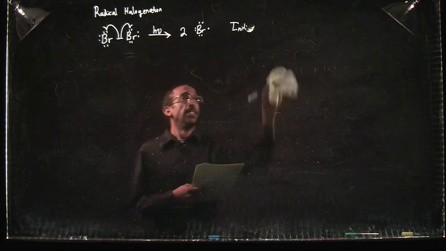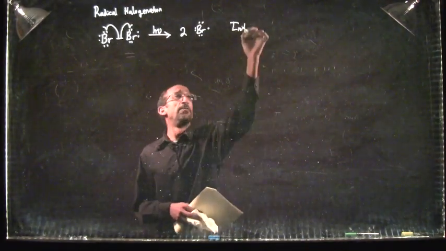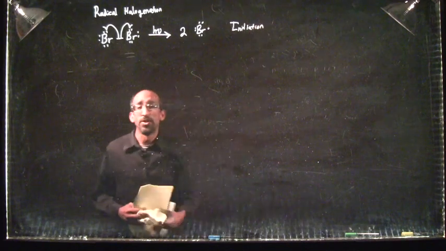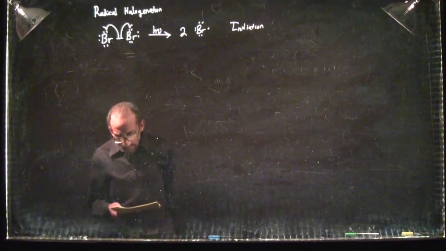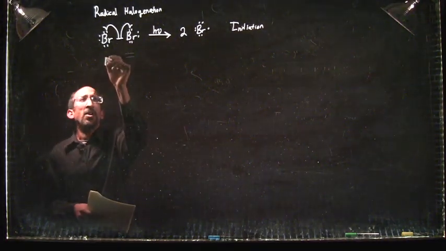Hang on. While your chemistry has gotten better this semester, my spelling has not. That's what's known as our initiation step. That generates for us two bromine radicals.